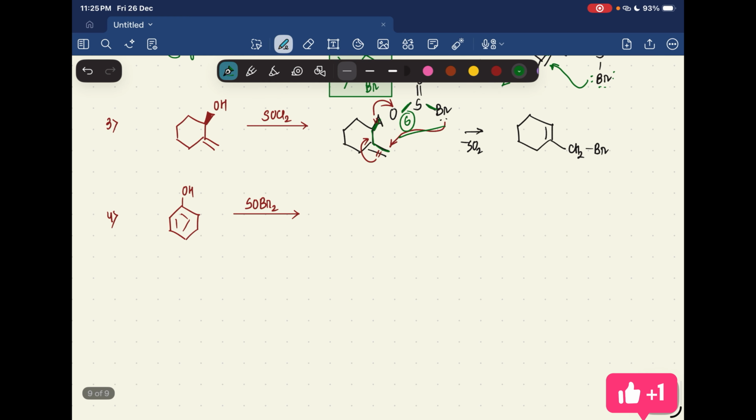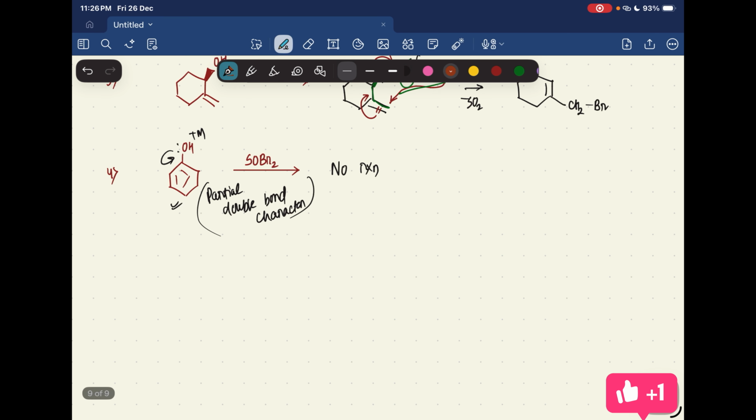Now this is a phenol with SOBr2 or SOCl2 or SOI2, whatever. Darzens process does not go, no reaction we have to write, because here it is highly stabilized with the plus M effect. It also shows partial double bond character. So that's why this will not show this particular reaction.